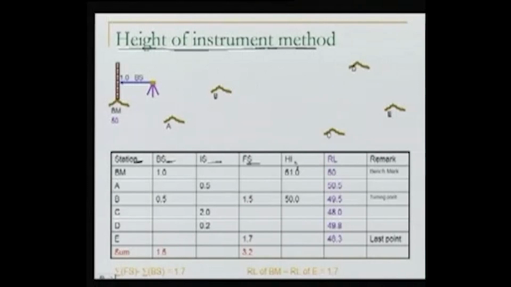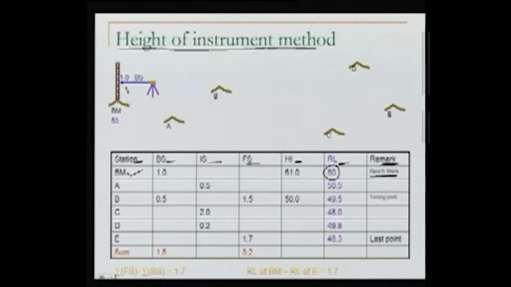Then we have a column for height of instrument, then RL, reduced level, and finally we make a column for remarks. If there are some remarks, we would like to write them here. For example, this station is called BM, and for this BM the RL is known to be 50, and I'm writing that it's a benchmark, or some more things I can write about this particular station.